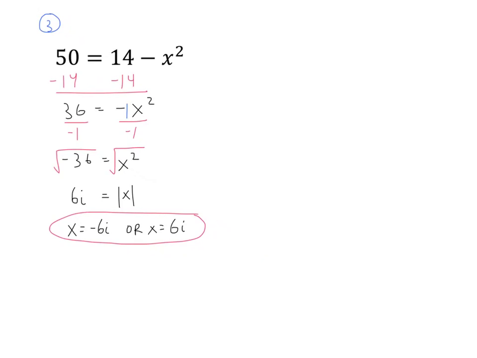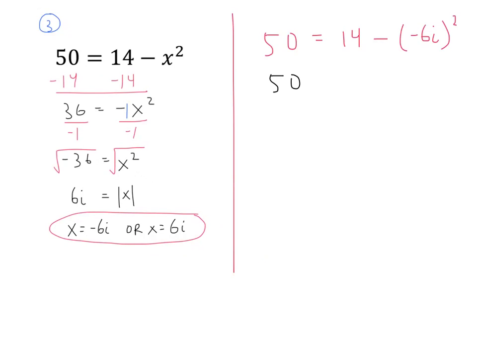Let's see if that works. So, is 50 equal to 14 minus the quantity negative 6i, squared? Okay, so let's see if this is true. So 50 is equal to 14 minus, let's see, what is this going to be? This is negative 6i times negative 6i. Right? Or in other words, we have 50 is equal to 14 minus negative 6i times negative 6i.